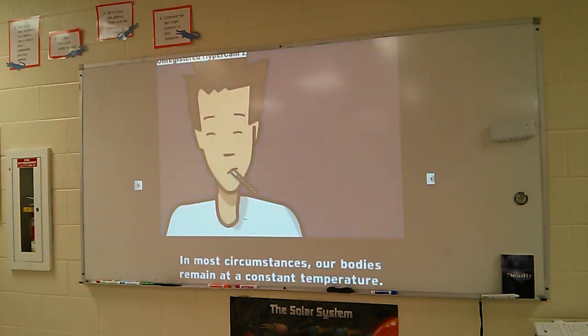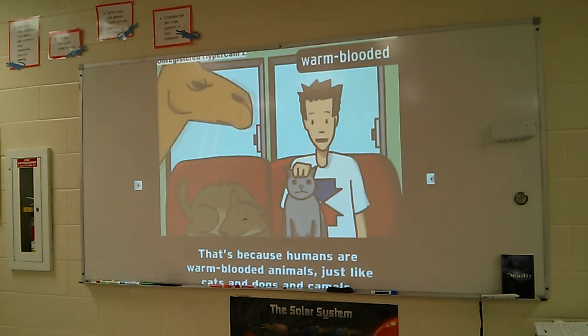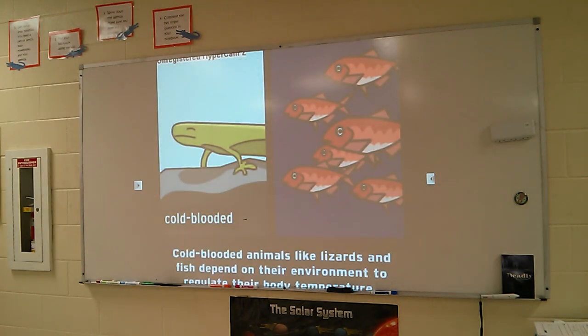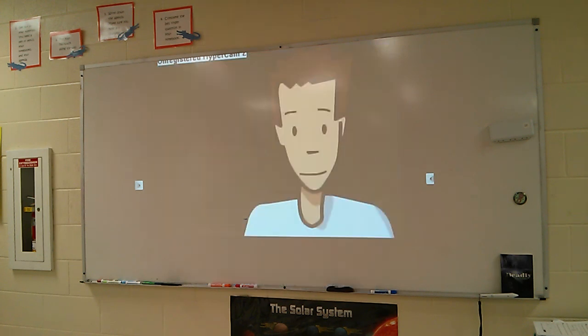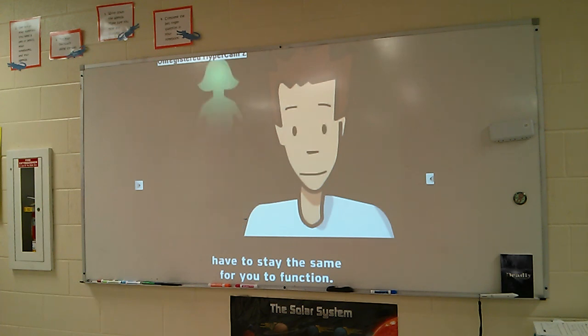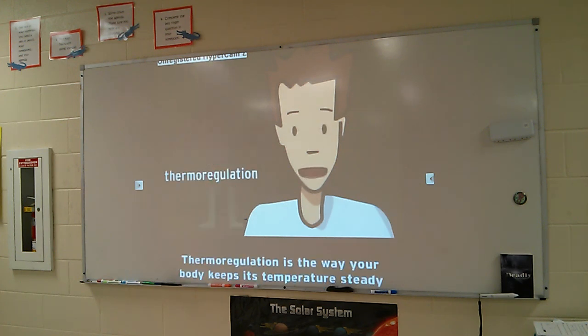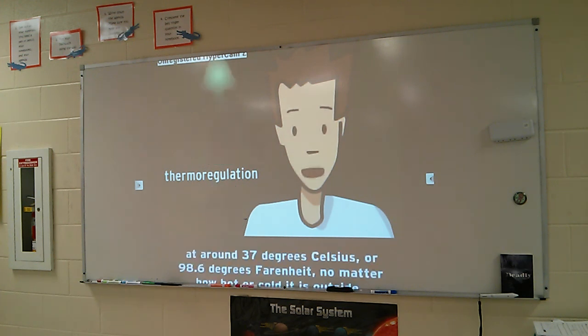In most circumstances, our bodies remain at a constant temperature. That's because humans are warm-blooded animals, just like cats and dogs and camels. Ew. Cold-blooded animals, like lizards and fish, depend on their environment to regulate their body temperature. Anyway, the temperature and the chemical balance inside your body have to stay the same for you to function. To maintain this sameness, which is called homeostasis, your body regulates itself in a bunch of ways. Thermoregulation is the way your body keeps its temperature steady at around 37 degrees Celsius or 98.6 degrees Fahrenheit, no matter how hot or cold it is outside.